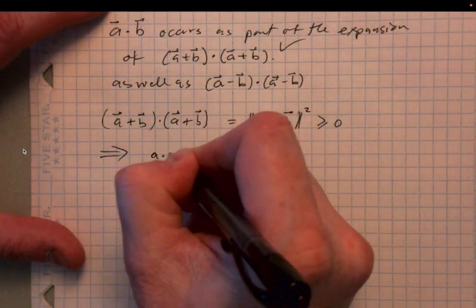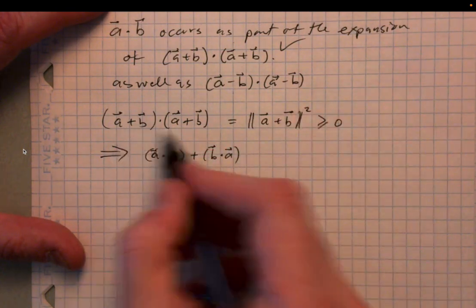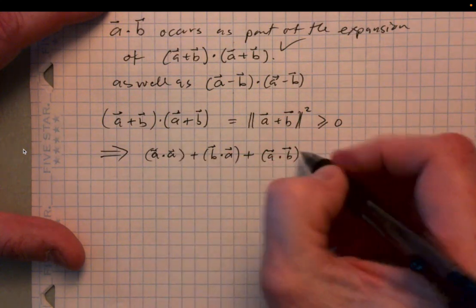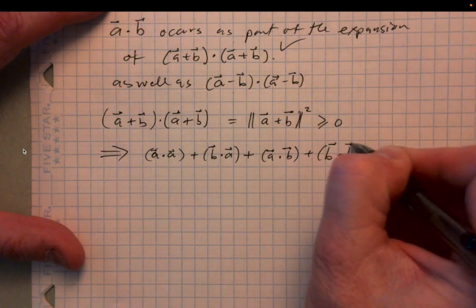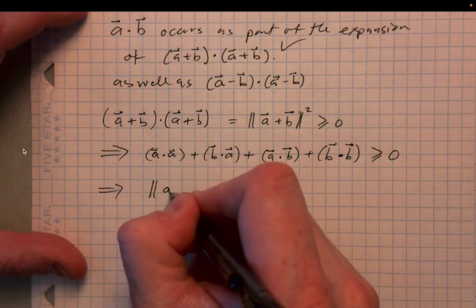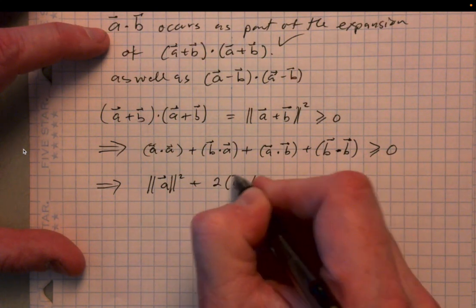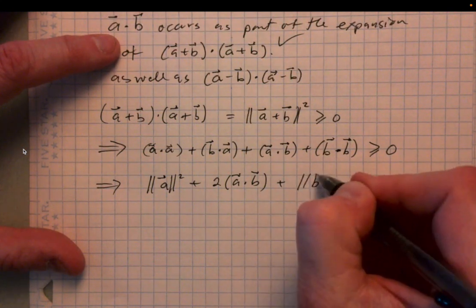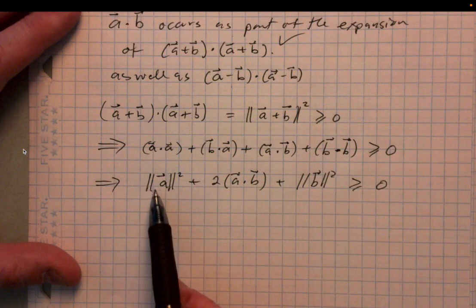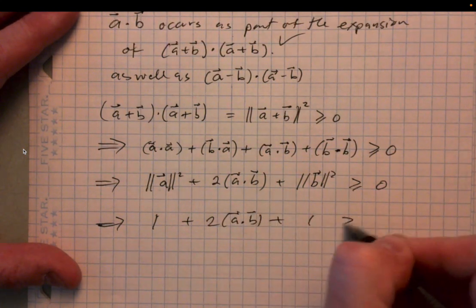Well, a dot a, again, these are vectors, plus b dot a, just doing the expansion here, plus a dot b, kind of foiling these out, plus b dot b, is therefore greater than or equal to 0. This guy here is just the norm of a squared, and then I've got b dot a and a dot b, so that basically got 2 times a dot b. And then this over here is the norm of b squared, so that's got to be greater than or equal to 0. And so a, remember, is a unit vector, and so is b, they're both unit vectors, so this and this are both equal to 1, so I have 1 plus 2 a dot b plus 1 is greater than or equal to 0.